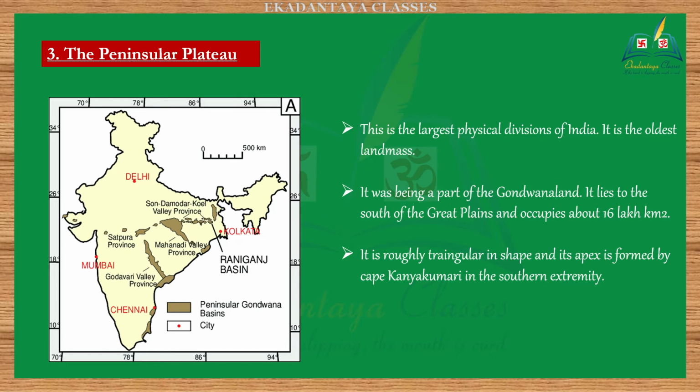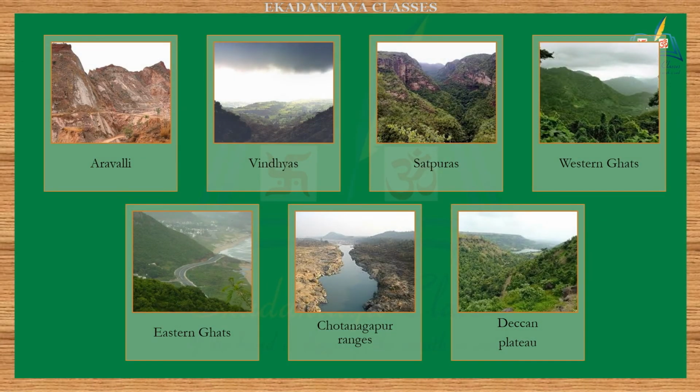It is bounded by many hills and plateaus, namely the Aravalli, Vindhyas, Satpuras, Western Ghats, Eastern Ghats, Chotanagpur ranges, Deccan Plateau, Malabar Plateau etc. The Aravalli Range, the oldest fold mountain, lies to the north-west. Guru Shikhar, 1,772 meters, is the highest peak on the Abu Hills of the Aravalli Range.